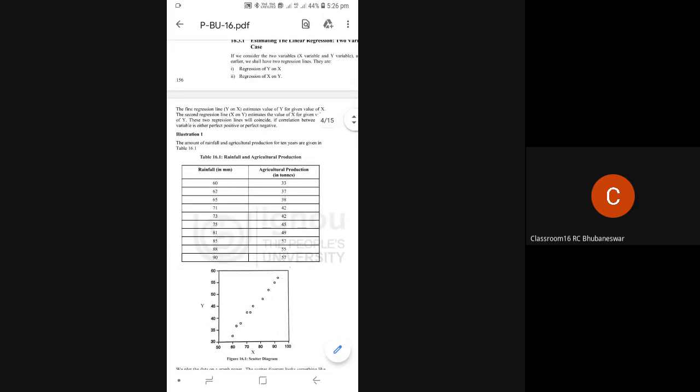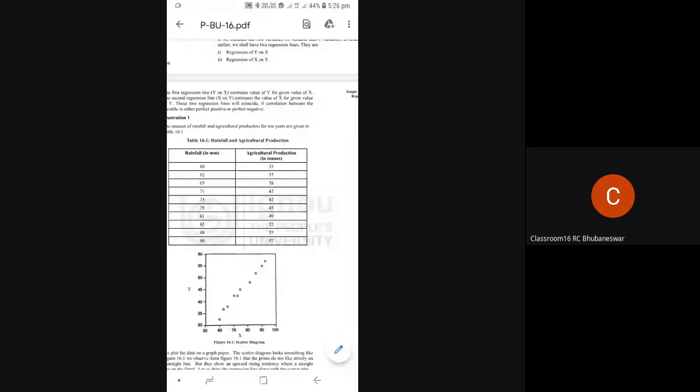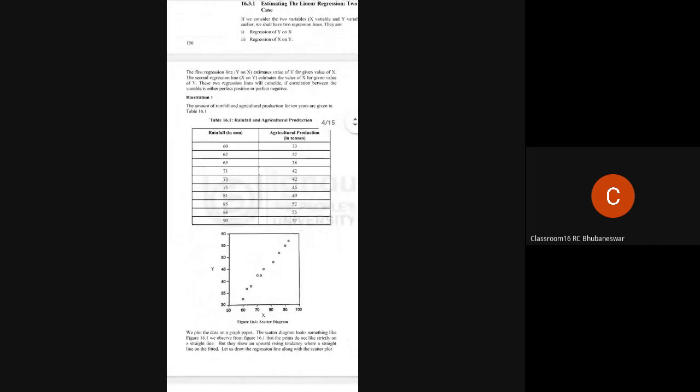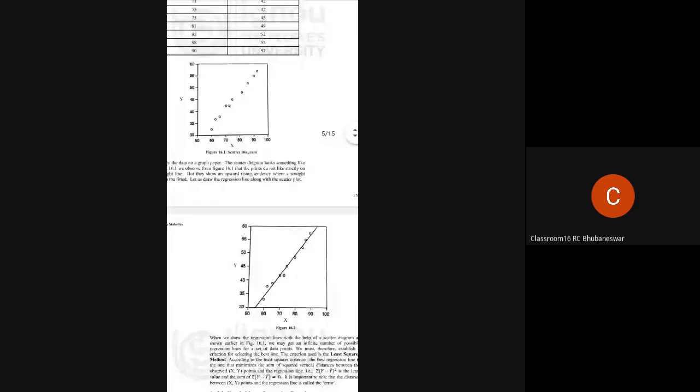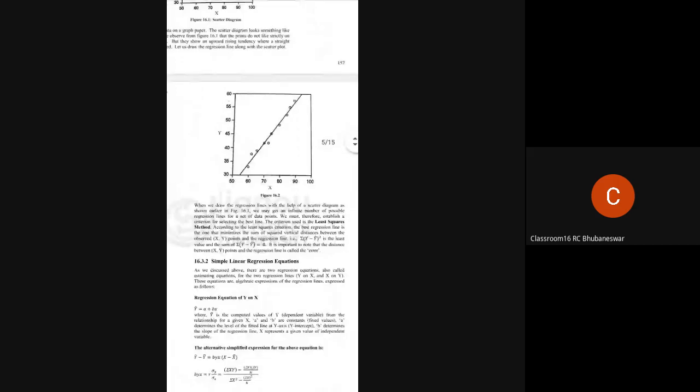So how are regressions calculated? Here rainfall and agricultural productions are given, data of rainfall, and as per that agricultural productions are given. If it is shown through a scatter diagram, it is in this form, with x-axis and y-axis separated. And if you draw a line on those dots, it is a perfect linear correlation. So the agricultural production will depend upon the amount of rainfall. Then the simple linear regression equation can be given in this form. This is the formula. Alternatively, the formula can be given here.